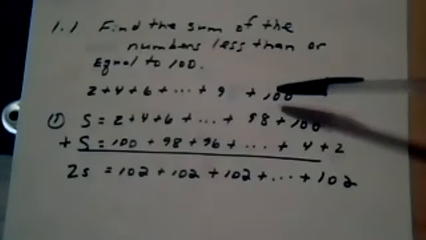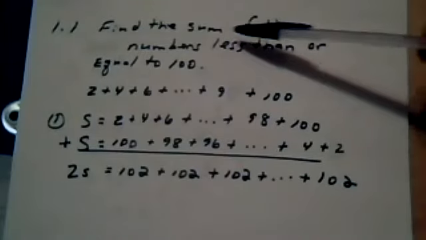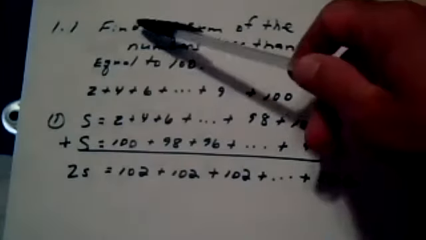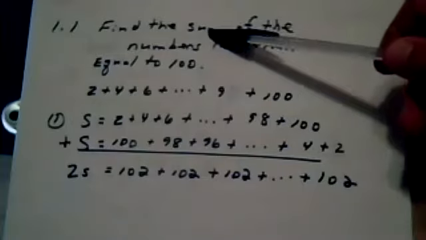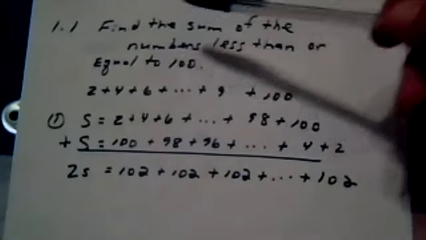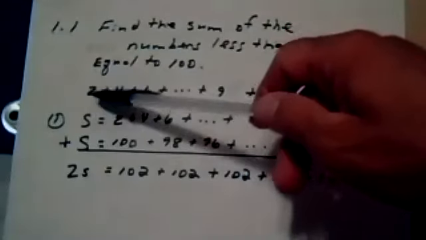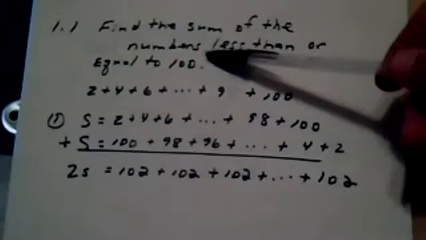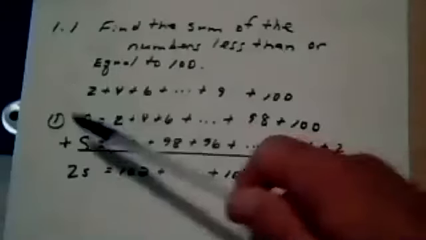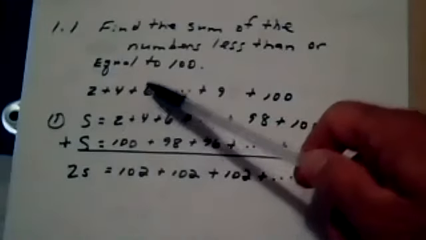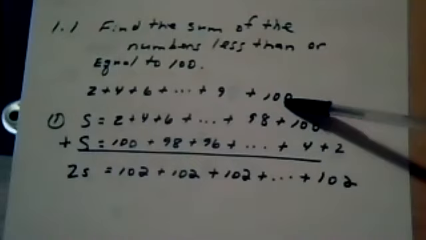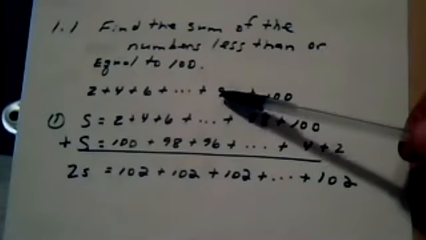How about this one? Notice they're asking you the same question, except that this time we're finding the sum of the numbers less than or equal to 100. Find the even numbers. Excuse me. Find the even numbers from 1 to 100. So 2 plus 4 plus 6 plus all the way to 100. And this should be a 98.